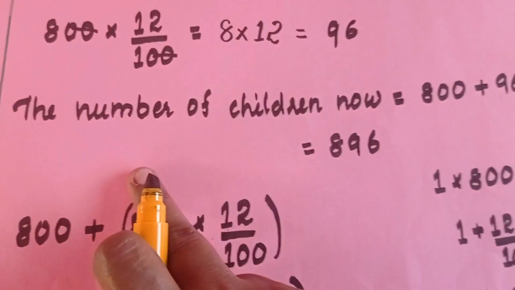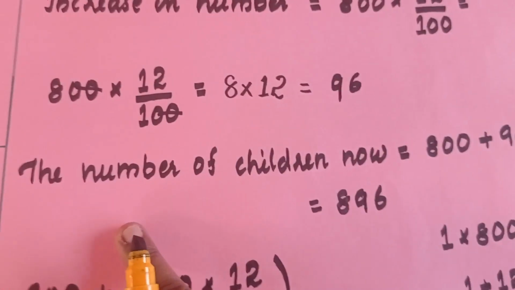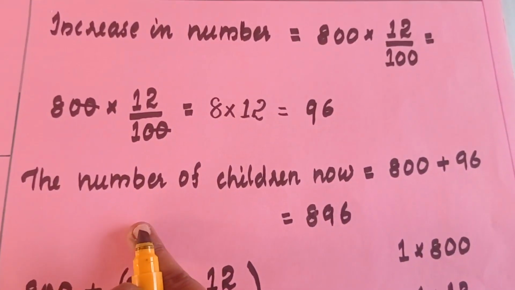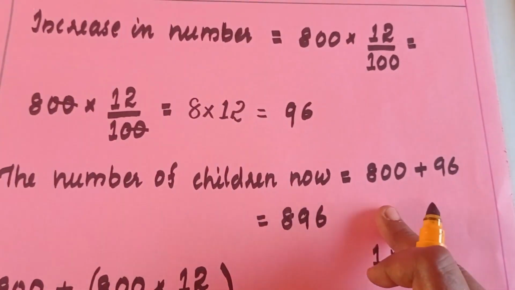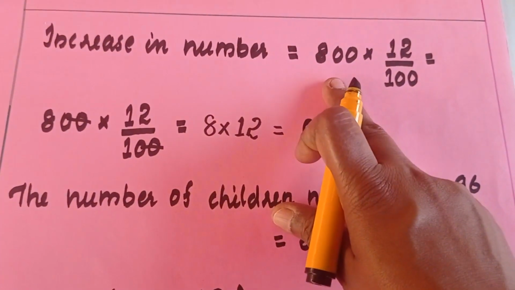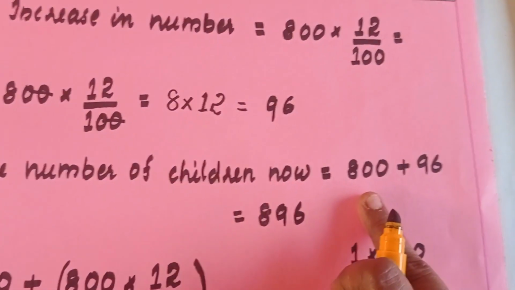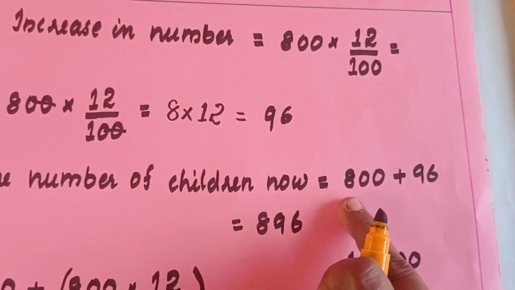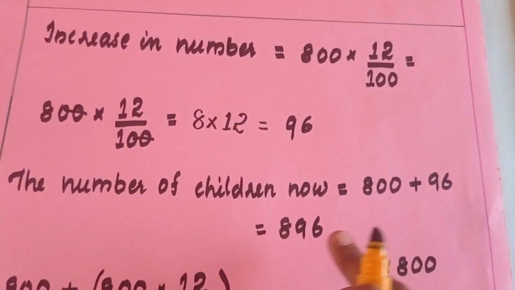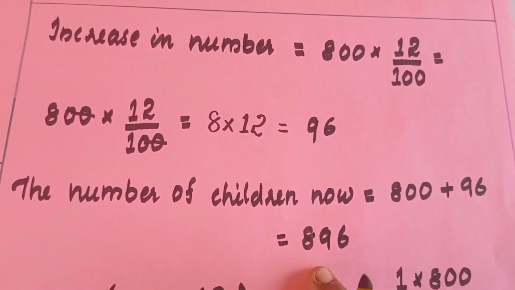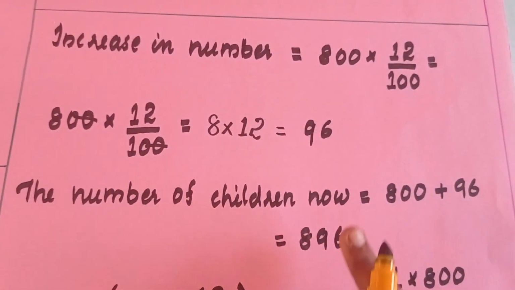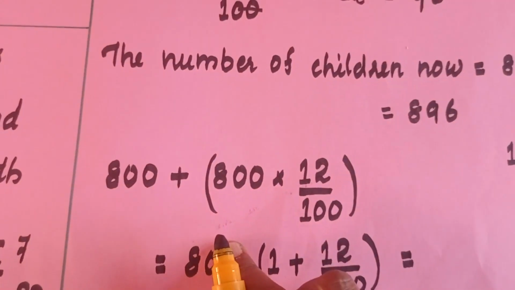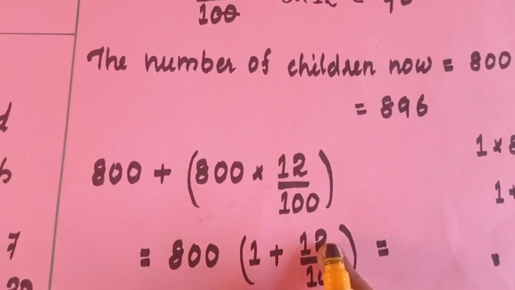The number of children now is equal to last year's 800 children plus 96 children increase. Then 800 plus 96 is 896 children now. The number of children now is 896. We can do it in a different way.